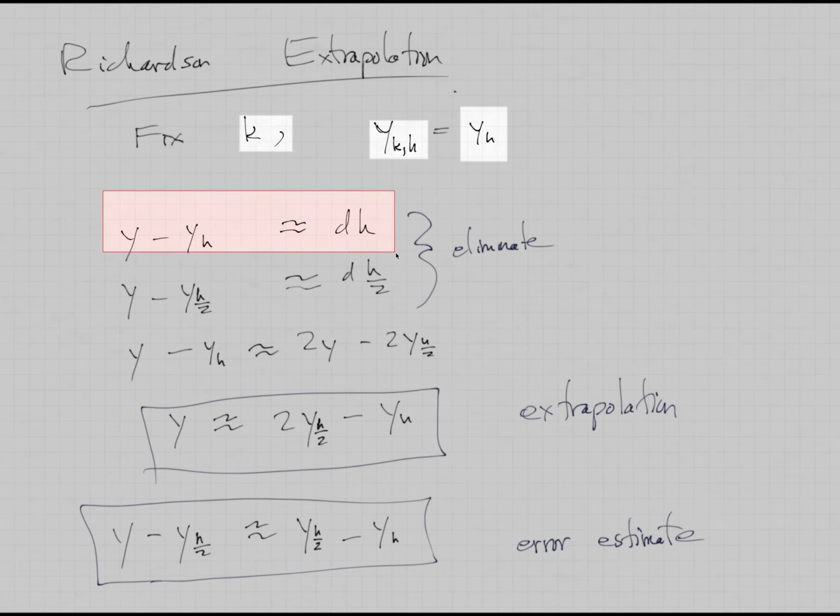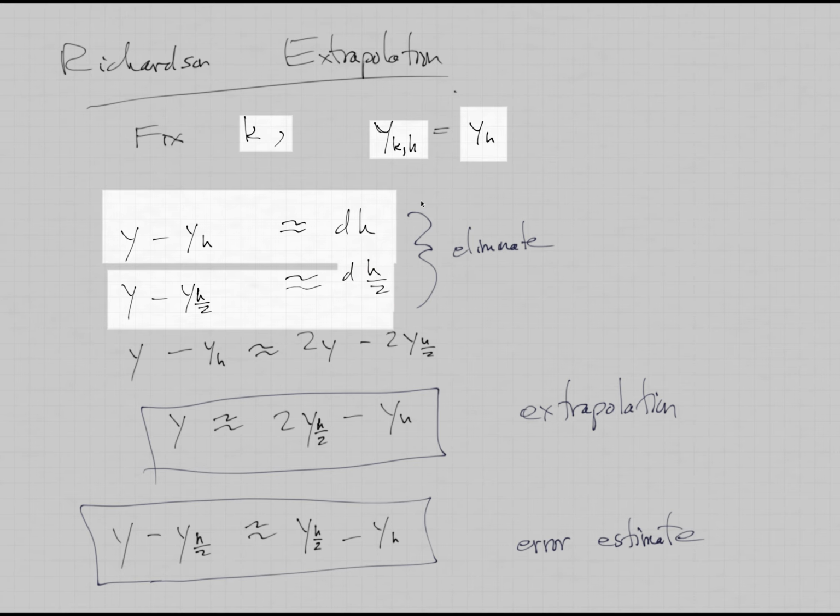Okay, so according to what we did on the previous page, we know that at any particular x value, the true y value minus the estimated y value using a particular value of h, that's the error, will be approximately equal to d times h, right? It'll be proportional to h in the limit. So this is only an approximate equality, but it should be pretty good when h is small. And then if we cut h in two, then we get that the difference between the true value and the approximation when we use an h value of h over 2 is approximately d times h over 2.